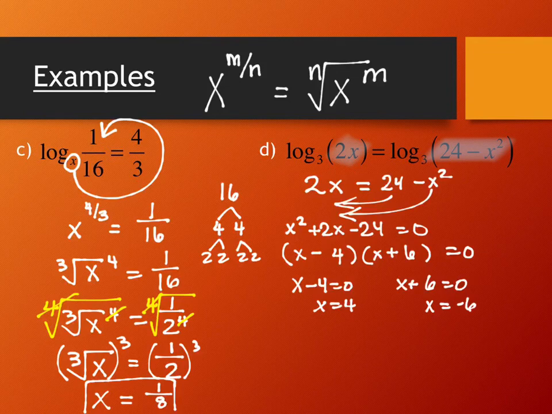So if I put in the number 4, obviously 2 times 4 is 8 is fine. Over here, 8 squared is 16. 24 minus 16 is fine. So this one right here is an actual real solution. It works.